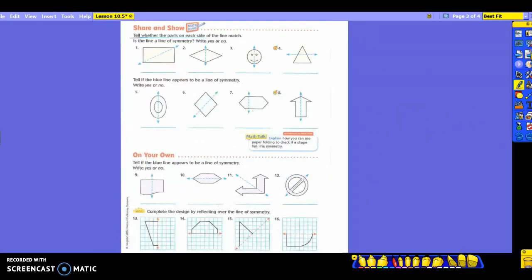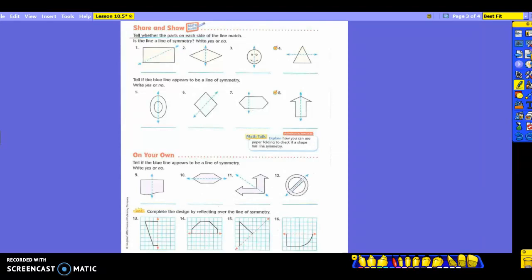Giving you lots of examples of some shapes. You're going to have to decide whether or not they have lines of symmetry or not. You should not need your pattern blocks anymore, so you can put those back inside the bag so that you are not messing with them. Let's read the directions at the top of the share and show, please. Tell whether the parts on each side of the line match. Is the line a line of symmetry?